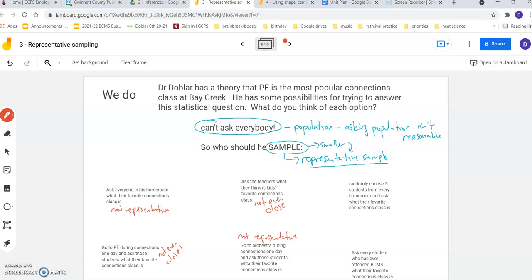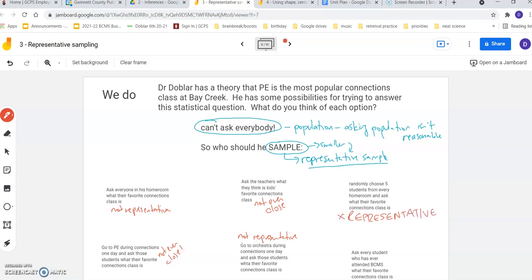So again, not representative. What if I randomly choose 5 students from every homeroom and ask what their favorite class is? That's a great way to do it. That's very representative, because I'm not picking and choosing people in a certain group. Representative. Sorry, I can't talk and write sometimes.